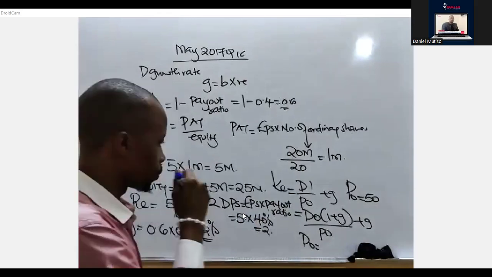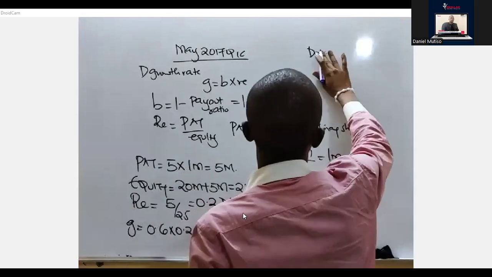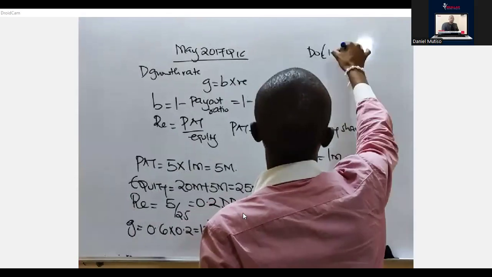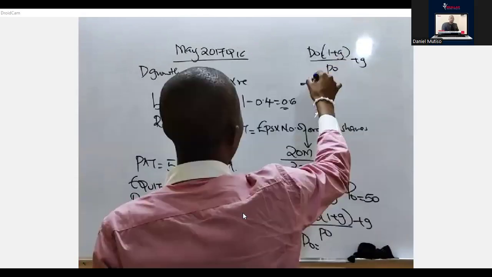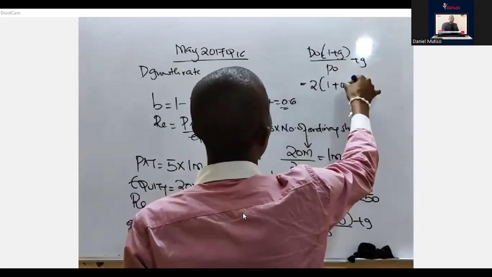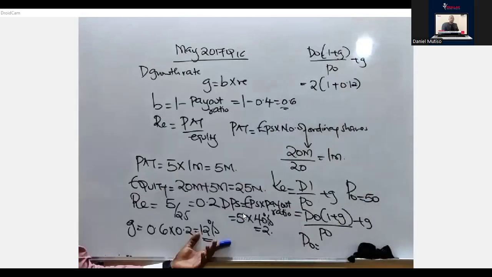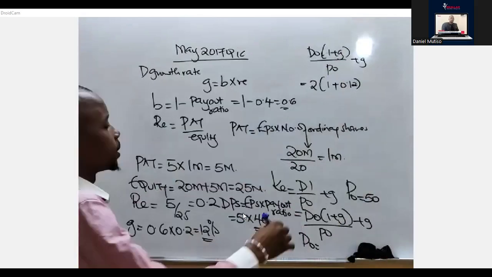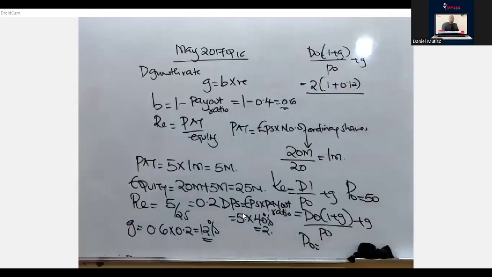So when you are applying the formula of D0, which is D0 (1 plus g) divided by P0 plus g, it means your D0 will be 2, times 1 plus 0.12, which is our growth rate, which we are able to compute here. You divide it by what? What is our P0 now? Our P0 is 50.